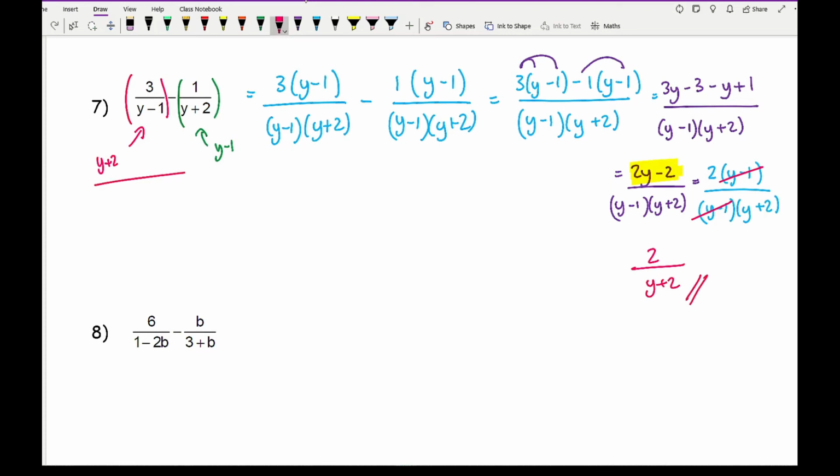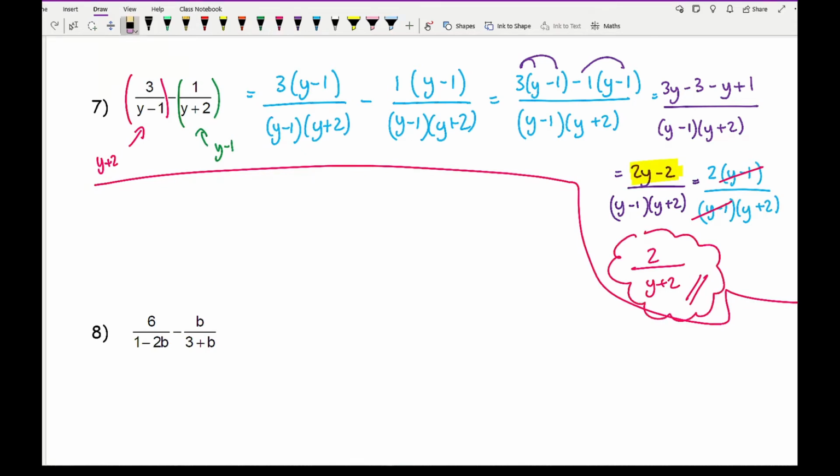Now moving on to question 8, let me just create a little bit of space. So looking at question 8, I'm going to be multiplying this first fraction by the second denominator, which is 3 plus b, and I'm going to multiply the second fraction by 1 minus 2b. I'm going to be multiplying the numerator and the denominator. So what this then becomes is 6 lots of 3 plus b over 1 minus 2b, 3 plus b, minus b lots of 1 minus 2b over 1 minus 2b, 3 plus b.